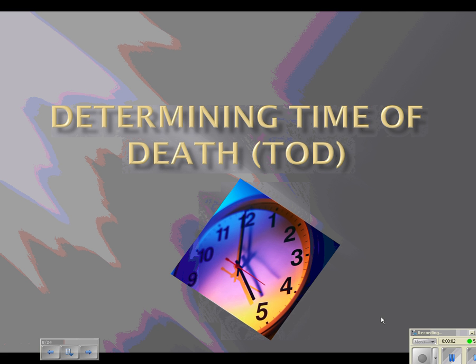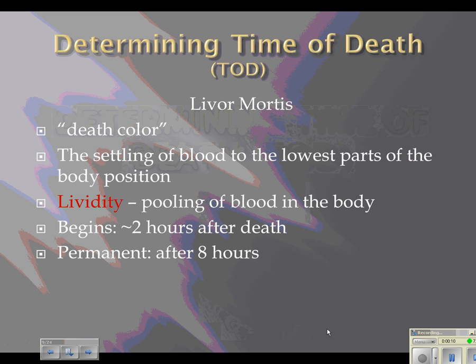Let's talk about determining the time of death, or TOD. You hear that term a lot when you watch crime shows. TOD, time of death. So the first way we determine time of death is through livor mortis, which means death color.